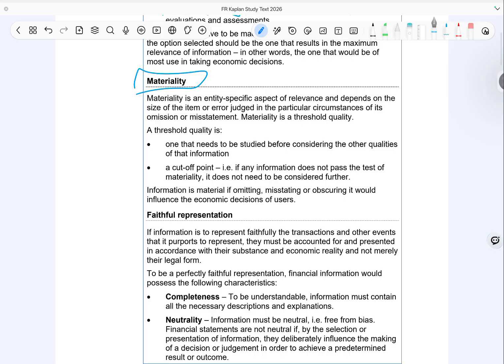The framework calls materiality a threshold quality. Think of it as a security check at an airport. If you don't pass a security check, you cannot go any further. Similarly, if information isn't material, there's no need to spend time evaluating its other qualities. It simply isn't important enough to affect a user's decision.